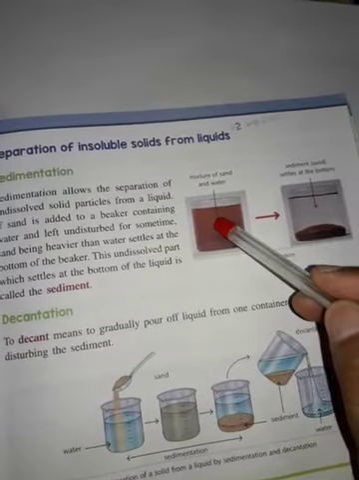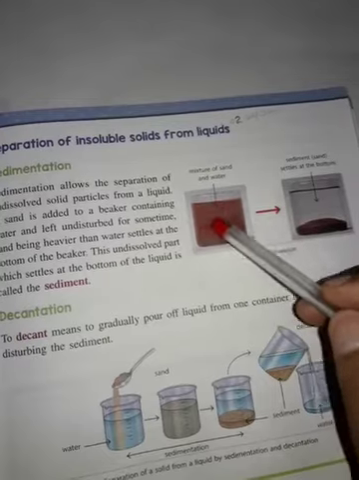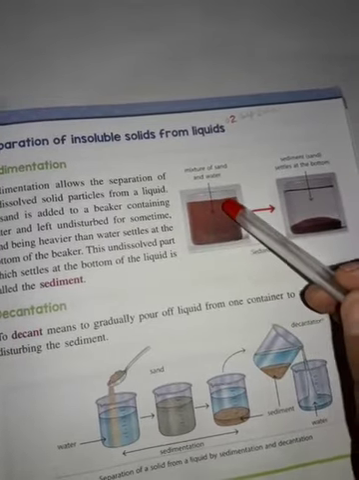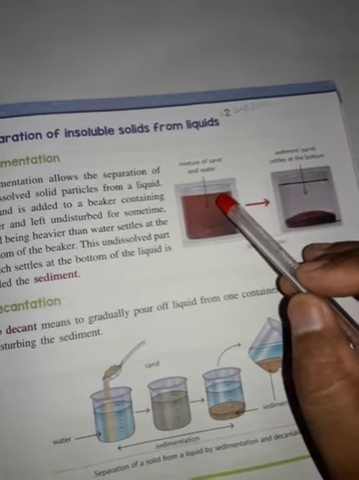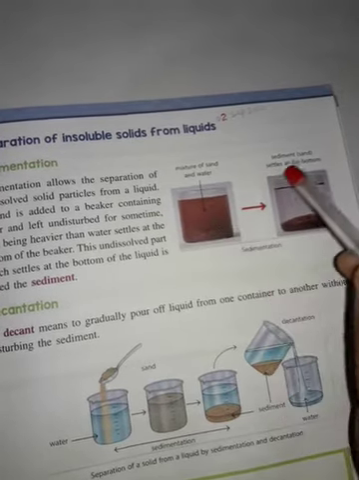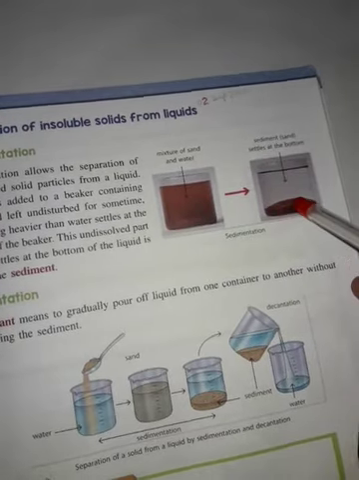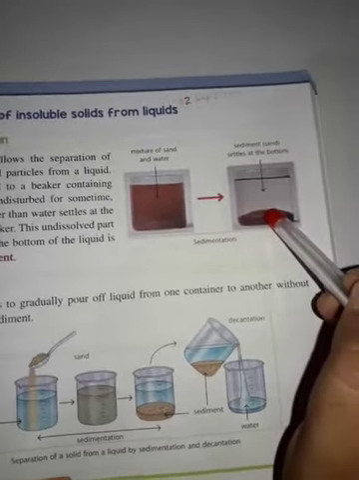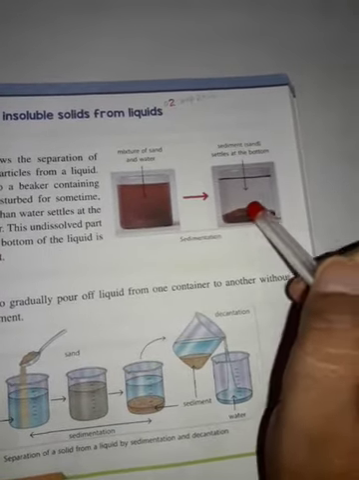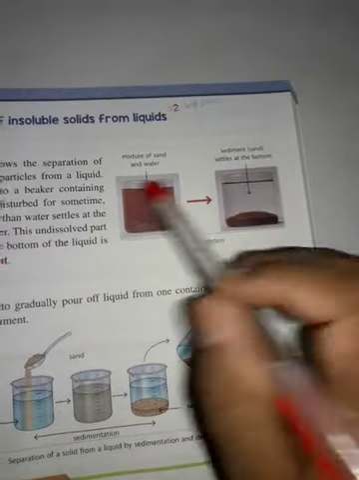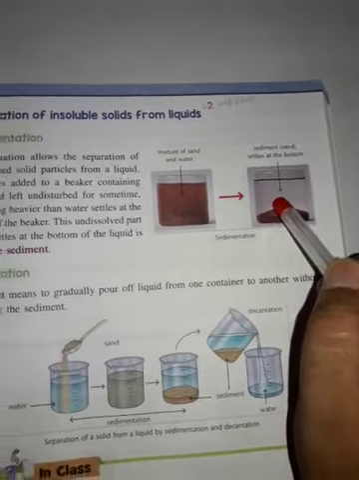So you have seen the diagram, a mixture of sand and water. It is stirred with a spoon and left for some time. You have seen the sand particles settle down at the bottom of the jar, and this is called sediment and the process is called sedimentation.